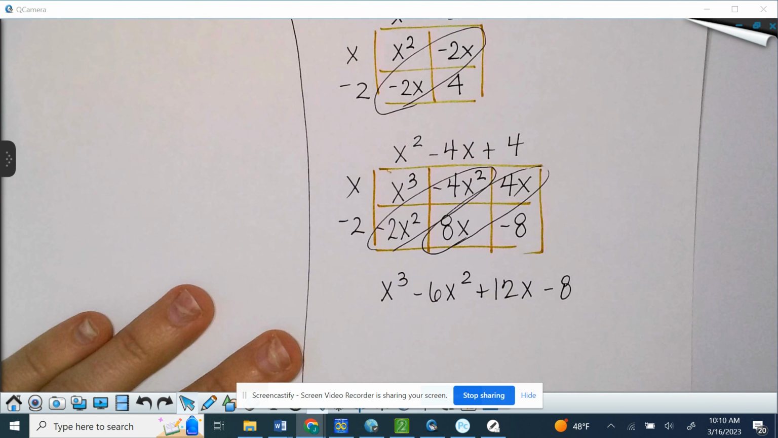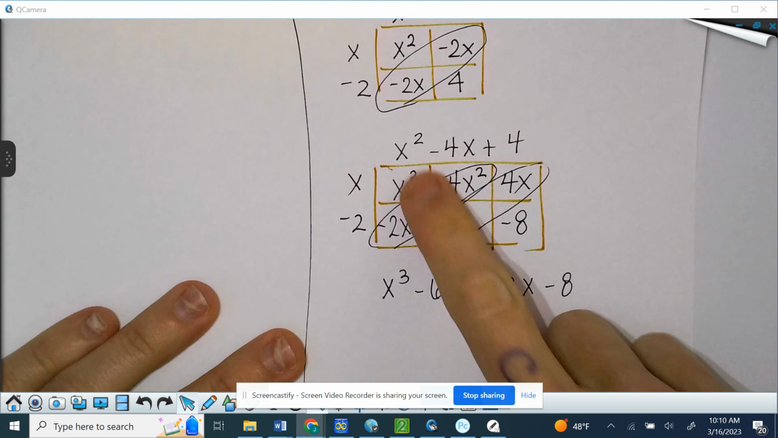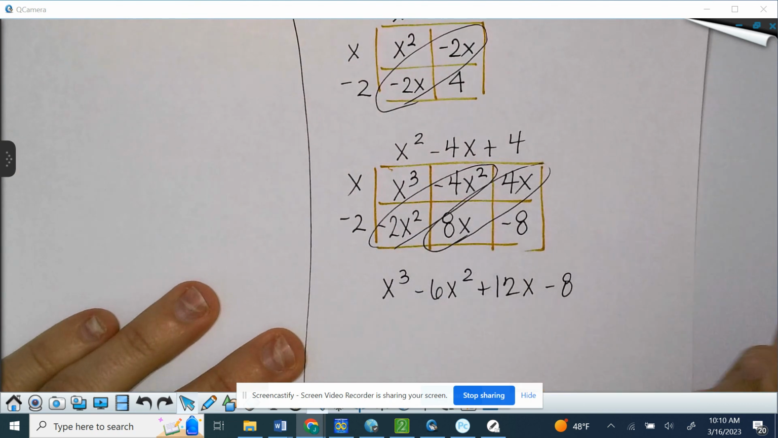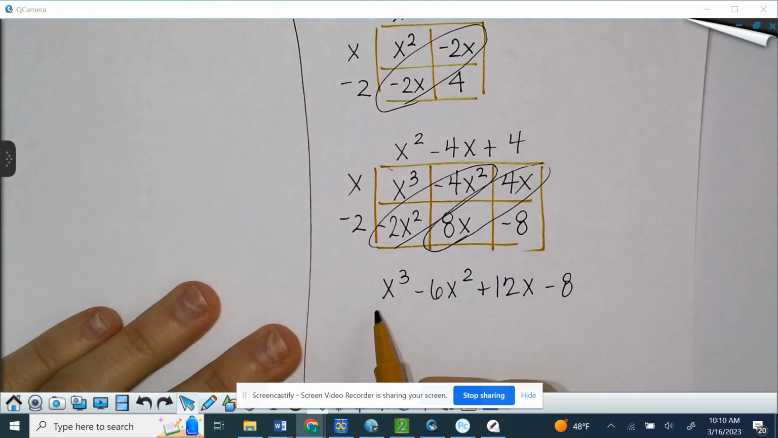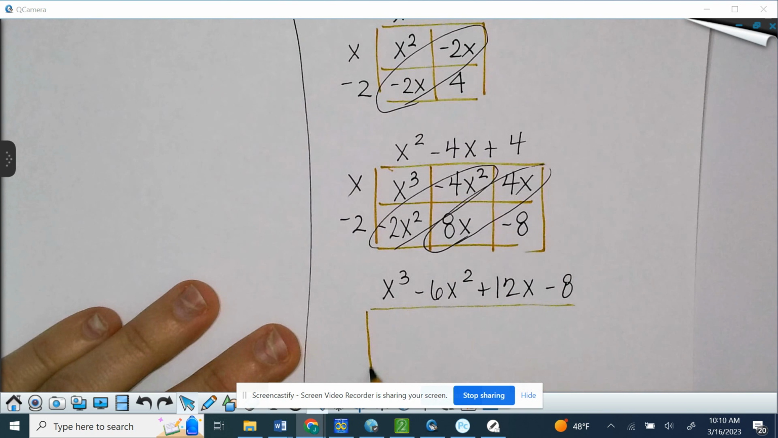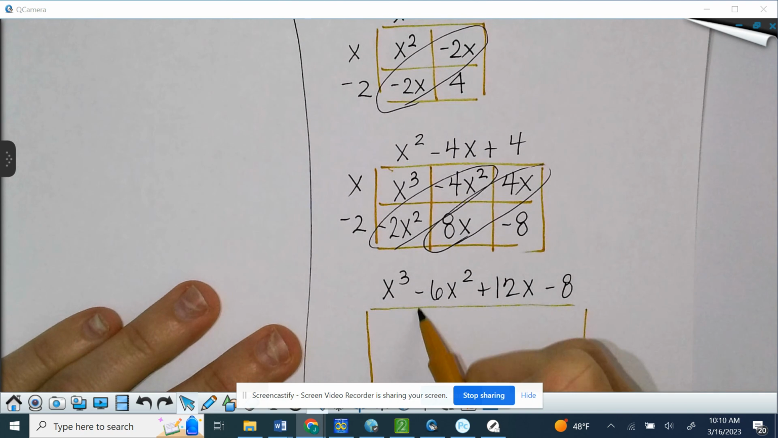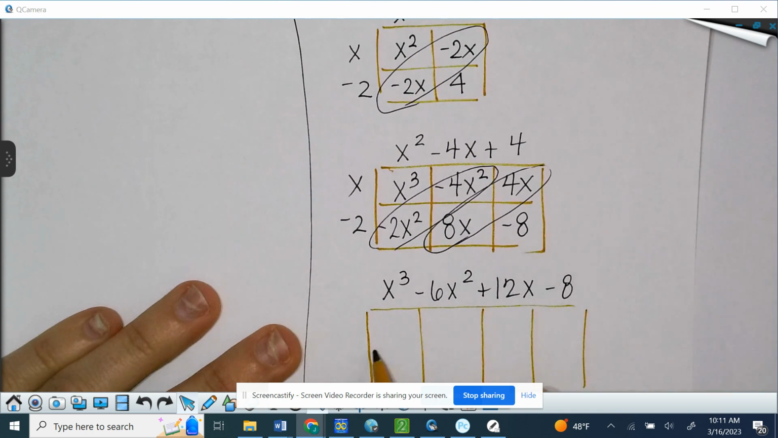And I just realized I went on the screen. Sorry. So x cubed negative 6x squared 12x minus 8. Whew, we did a lot of math already. We're still not done. So this is the downside to this, is it takes some commitment to get to these guys. All right, I'm going to leave that last x for very last.